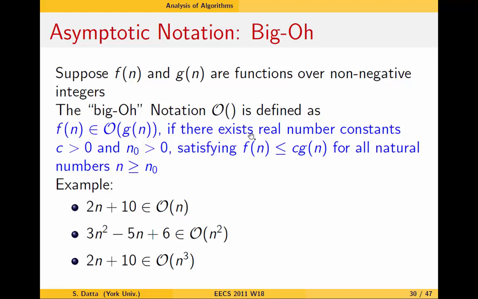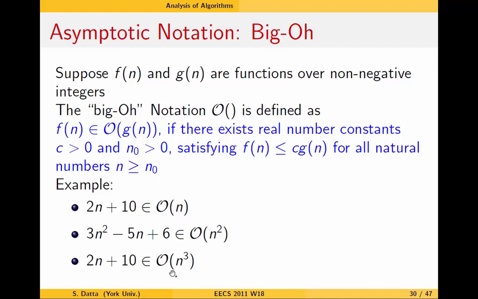F of n is O of g of n if f of n is less than or equal to C times g of n for all n greater than some n sub 0, and C has to be a positive constant. So for example, 2n plus 10, I'm sure you've seen this before, is O of n. 3n squared minus 5n plus 6 is O of n squared, but it's also true that 2n plus 10 is O of n cubed. It's not the most meaningful statement, but nevertheless it's perfectly true mathematically, right?